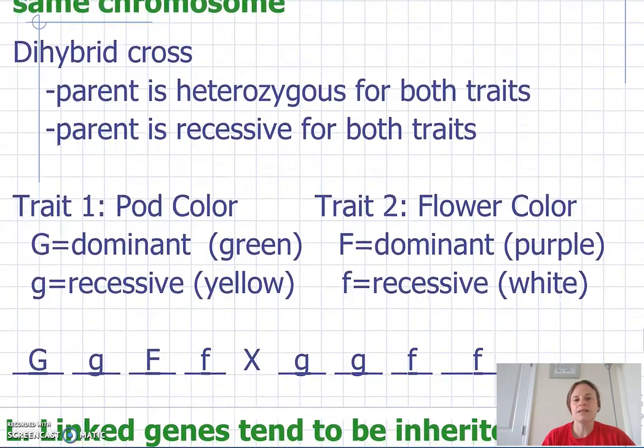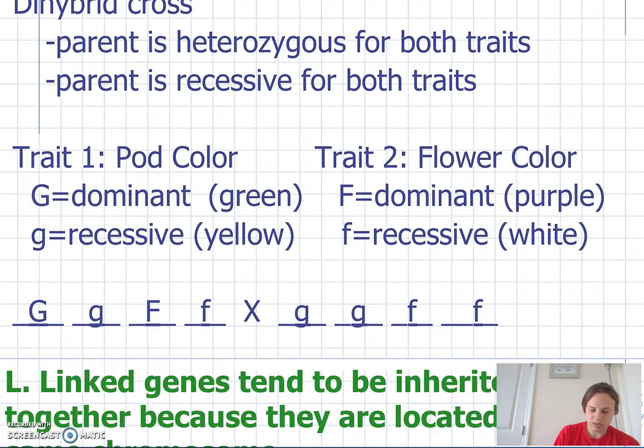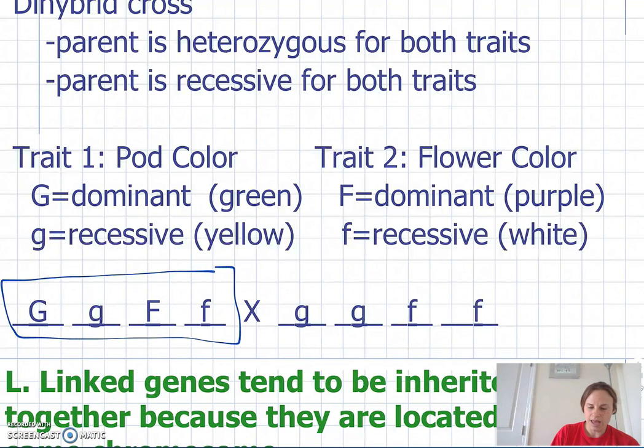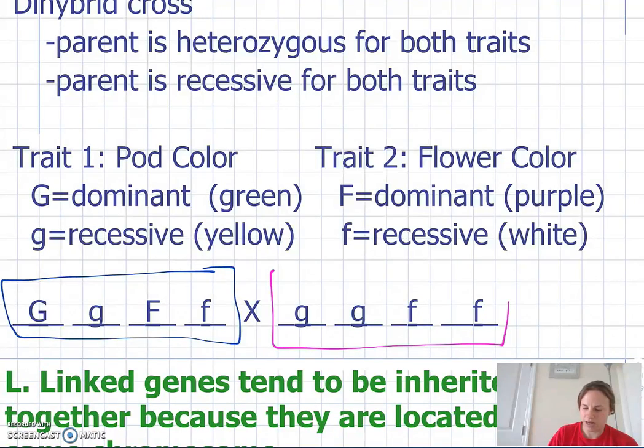So Mendel investigated two different traits. For example, well, he investigated more than two different traits, but let's take two traits. Let's look at pod color and flower color. And Mendel did dihybrid crosses where he took a parent that was heterozygous for both traits, and then a parent that was recessive for both traits, where this would look like the genotype for one parent, and then this would look like the genotype for the other parent.